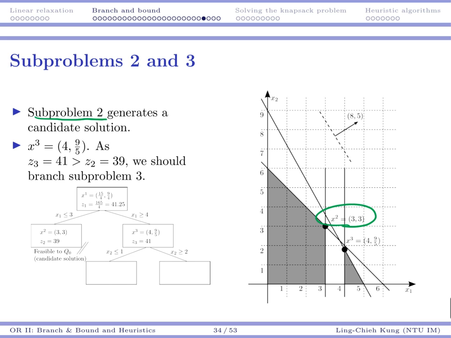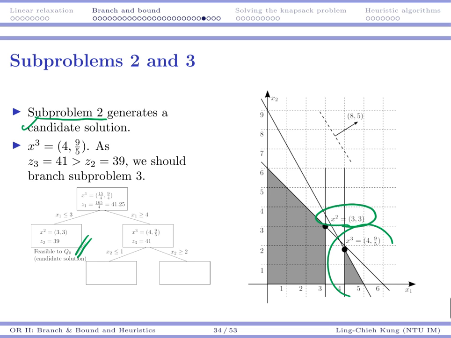an integer solution. This integer solution immediately tells us that there is no need to keep branching, because this is already an integer solution. It gives us a feasible solution, an IP feasible solution, that can be a candidate solution. Now we have 39 as our bound, so that further we may reduce some computation.